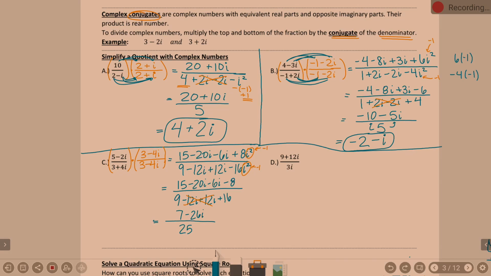Okay. Am I done? Maybe? Yes. Okay. Can they simplify? No. 25 doesn't divide with 7, it doesn't divide with 26. There's not anything in common in all three of those. So in terms of simplifying, we're done.